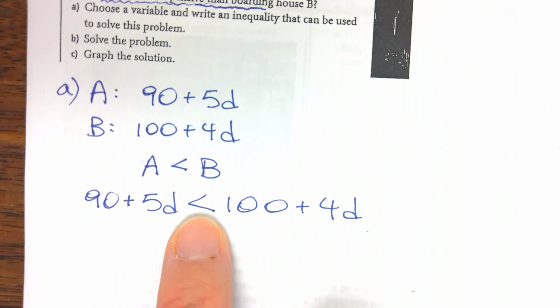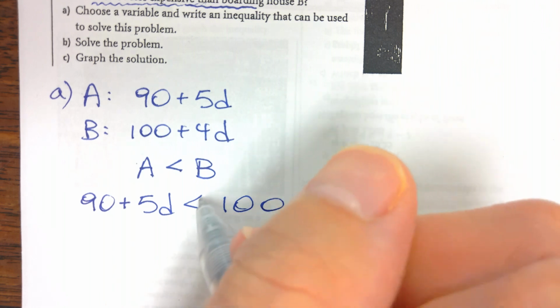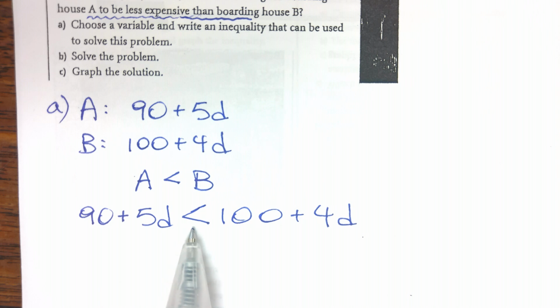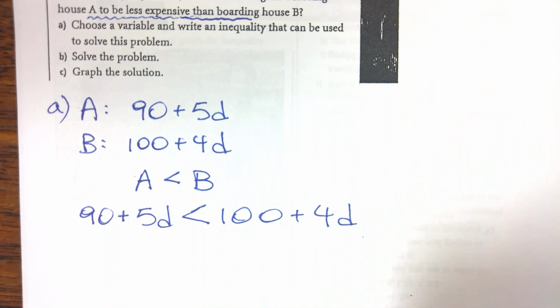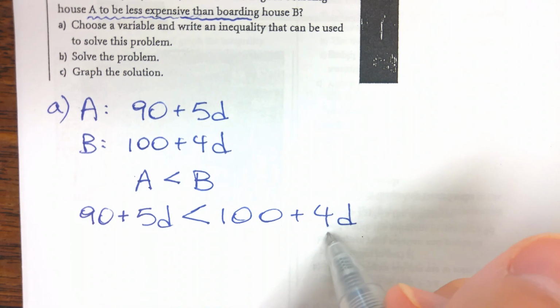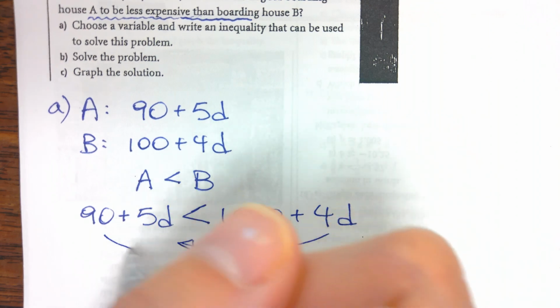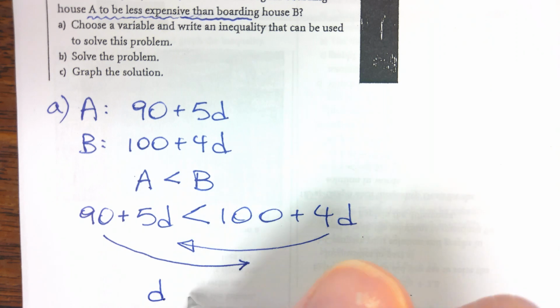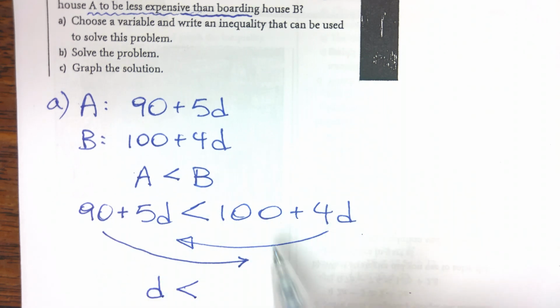Like this. I want less than. And so that's why it's only a less than symbol and not less than or equal to. And then now just solve it regularly. Move this to the left. Move the 90 to the right. So 5D minus 4D, you get 1D or just D. And then 100 minus 90, you get 10. And there you go.